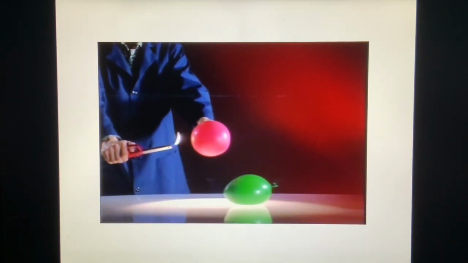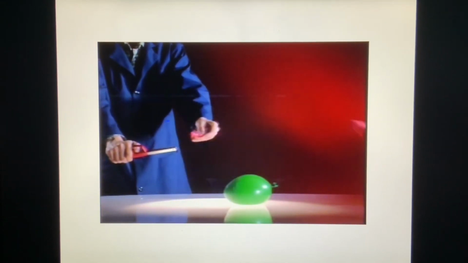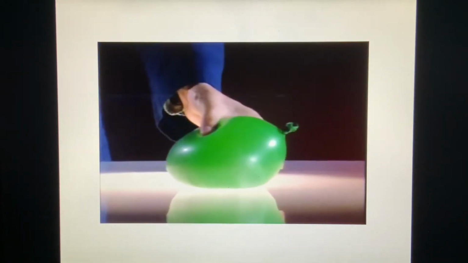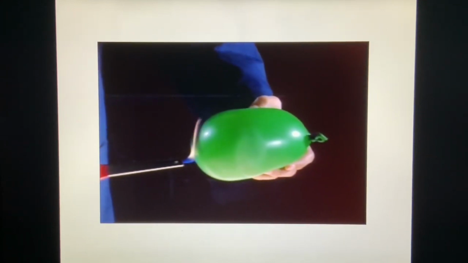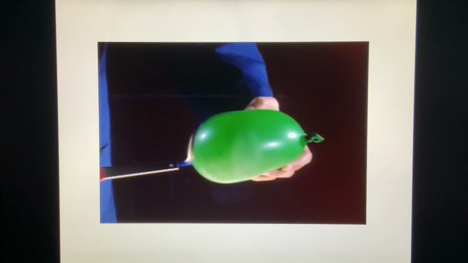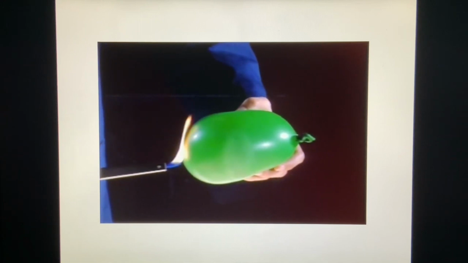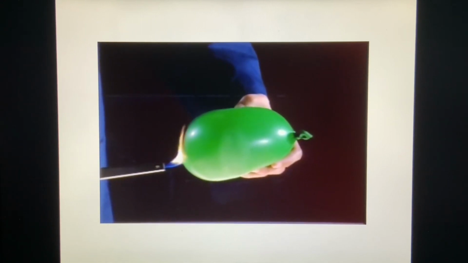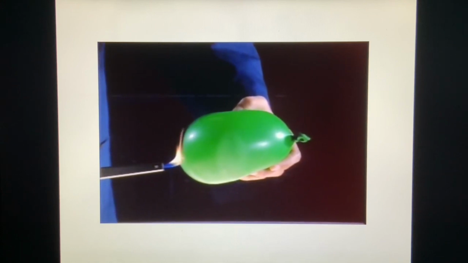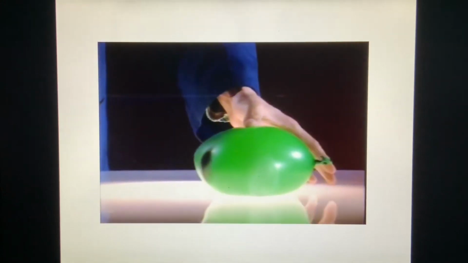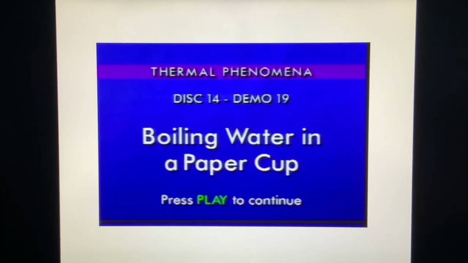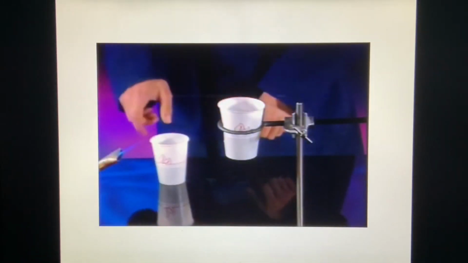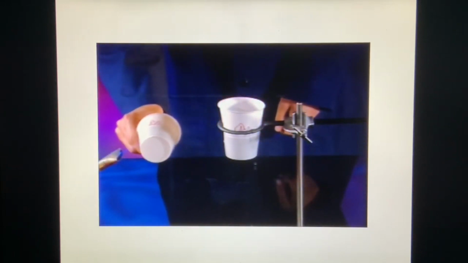When we put a flame to this balloon filled with air, the balloon explodes. But an identical balloon filled with water easily withstands the flame. The high heat capacity of the water allows the balloon to absorb large amounts of heat without a large rise in temperature. When we touch this paper cup with the flame from a torch, it quickly catches fire.